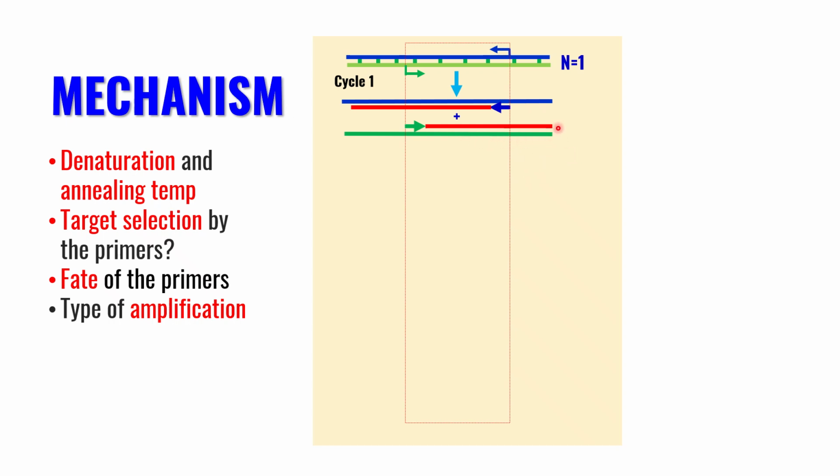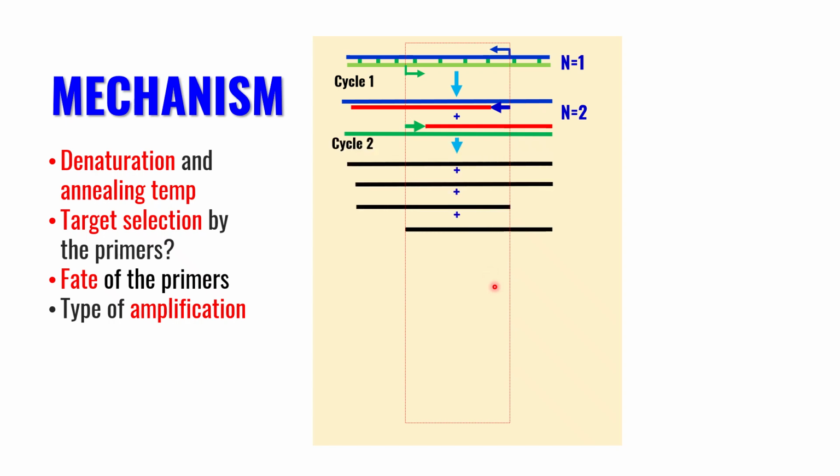So there are 2 things to note here. The amount has been doubled and become 2, and in the newly synthesized strands here and here, one end in each has been defined. We have to define both ends in both strands. Therefore, we have to repeat the reaction again. Cycle 2, same thing, 3 steps: denaturation, and then annealing, and then extension.